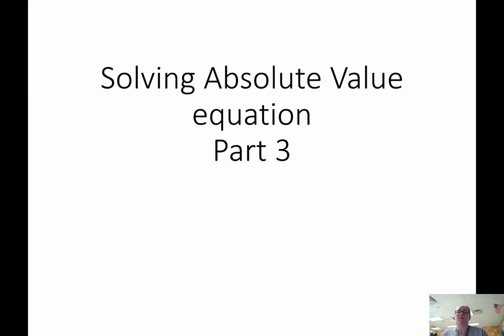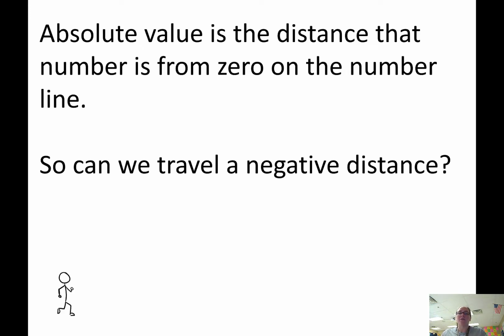Okay, so we're going to talk about our last part of solving absolute value equations, and these are some special cases that we come across. So absolute value, remember, is the distance from 0 on the number line. Can we actually travel a negative distance? If I'm walking, even going backwards, am I really walking a negative distance there? No, not really. So distance can never be negative, okay?